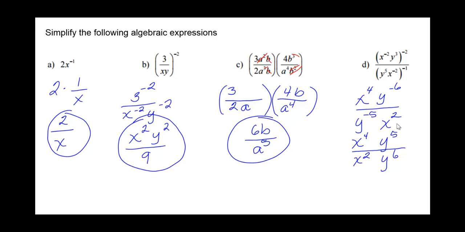And now let's go ahead and simplify. Okay, so x squared is going to be gone. We're no longer going to have 4 x's up there. We're only going to have 2. Y to the fifth will be gone. And we're going to have a single y left in the denominator. So our final answer, when we clean that up, we're going to have an x squared in the numerator. And in the denominator, we'll have a single y.